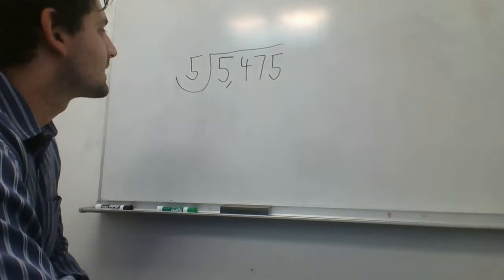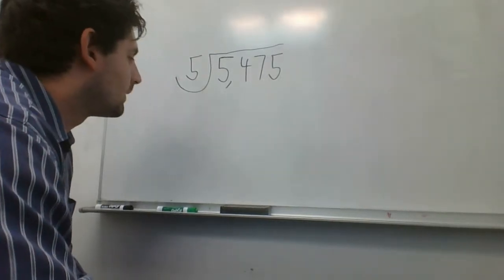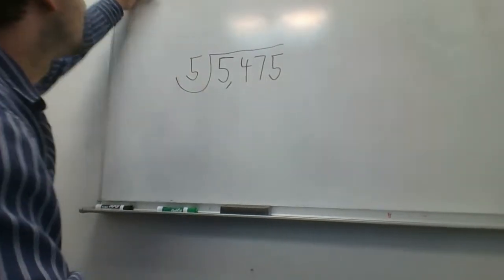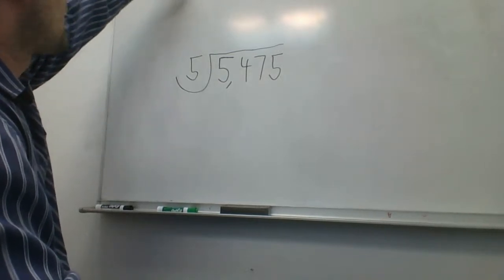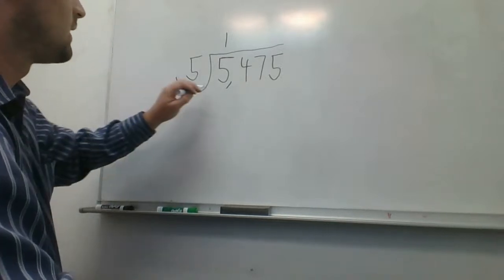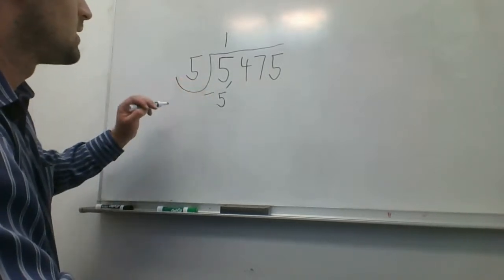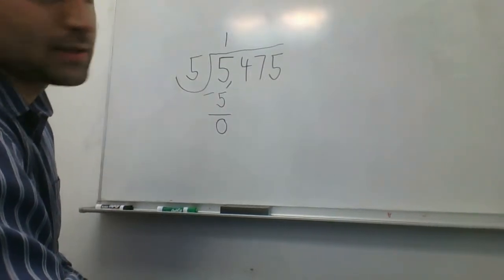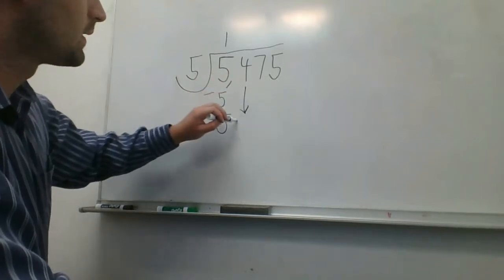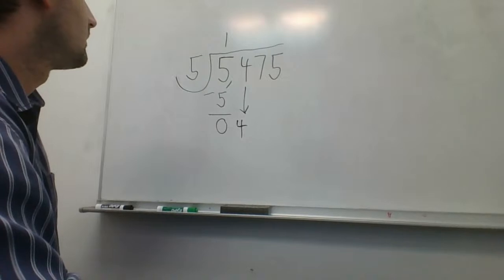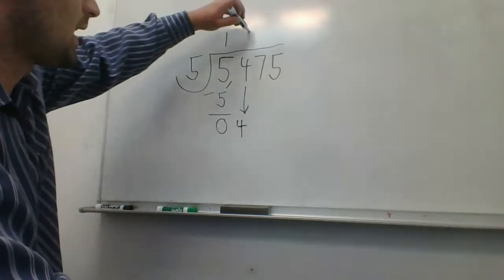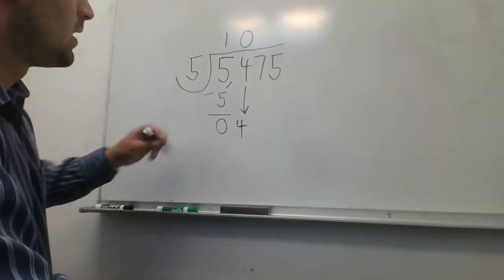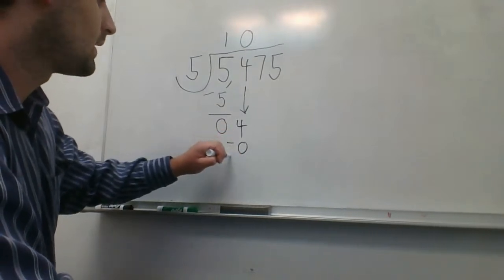Only rule is that the number inside has got to be equal to or bigger than the number outside, and we can do that here. So if I count by 5s, 5 goes into 5 one time. 5 minus 5 equals 0. Step 2, we bring down the 4. 5 goes into 4 0 times. If we start counting by 5s, we already passed the number 4 here. So 4 minus 0 equals 4.